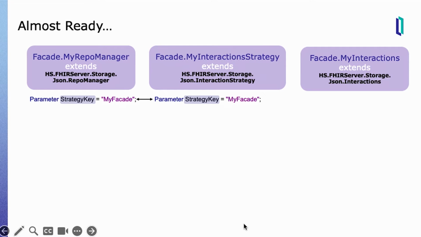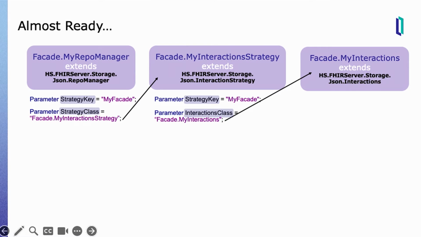The second thing you'll need to do, in the interaction strategy class, you'll need to override the interaction class parameter and just point it to my interaction class. Put the name of the interaction class you've inherited. And do the same for the strategy class in the repoManager and point it to the interaction strategy class. Because those 3 classes are connected, there's a chain, okay? Each one is just pointing to the next one, so this is how you create it, okay?